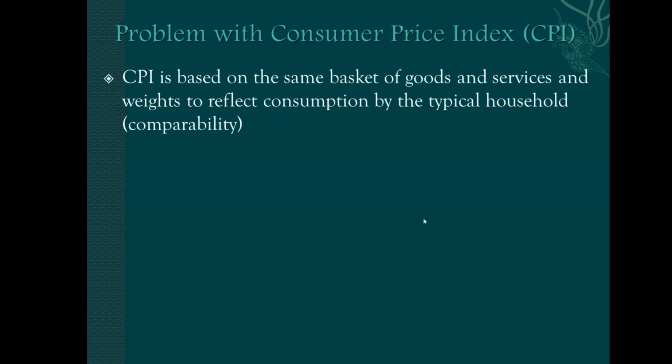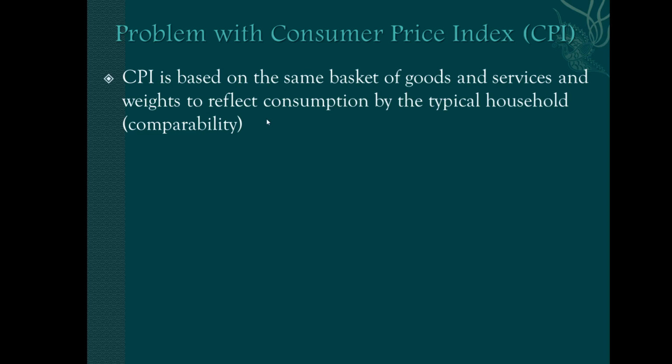Here once again, for CPI, we assume that we are using the same basket of goods and services every year when we are trying to calculate CPI, and also the same weights. Otherwise, when we talk about comparability, we cannot compare year to year, because when we are using different goods and services and different weights, they're just not comparable. You are not comparing an apple to an apple. That's why CPI is always based on the same basket of goods and services and also the same weights.